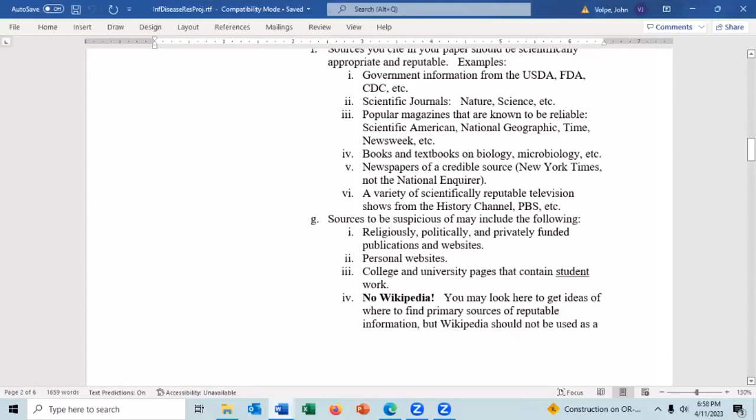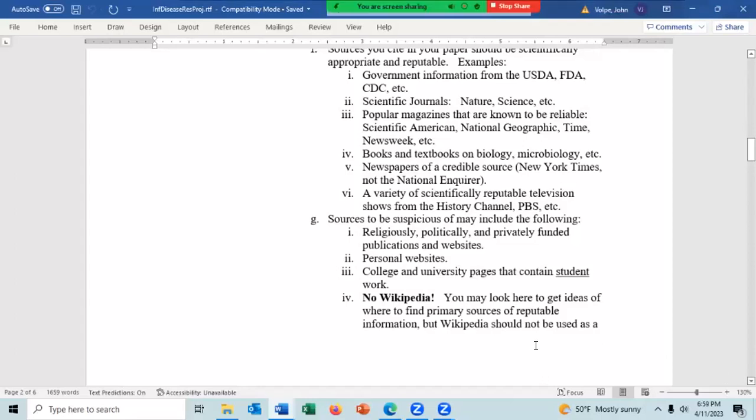College and university pages that contain student work is not something you should use. Generally, professors are correct, meaning they'll not have false information on their web pages, but their web pages are not reviewed. Okay, so if it's a college professor, their website, you can probably use that information. But if it's a student website, I would not use that information because the information may not be correct, might be not factual.